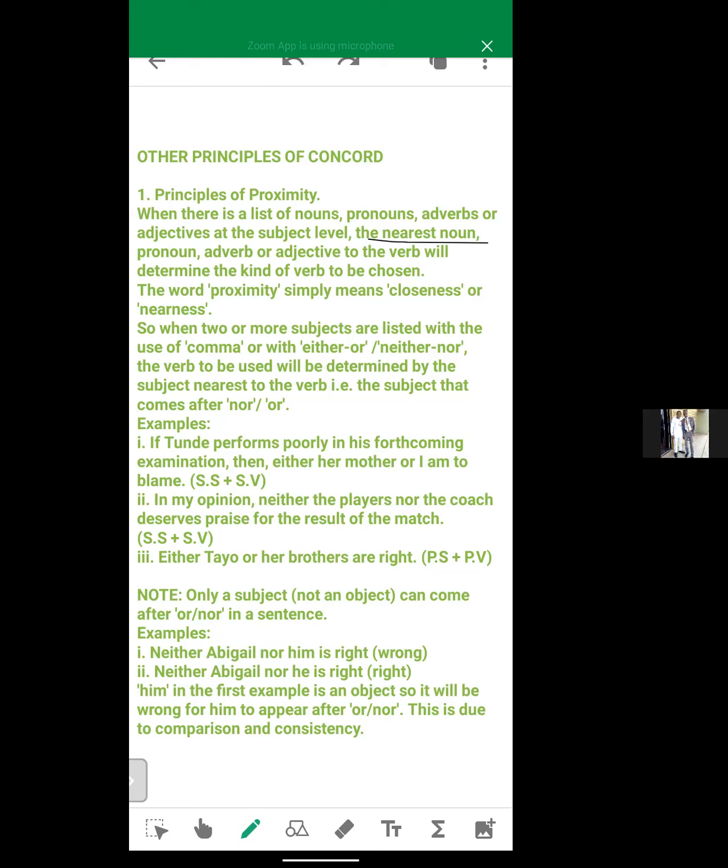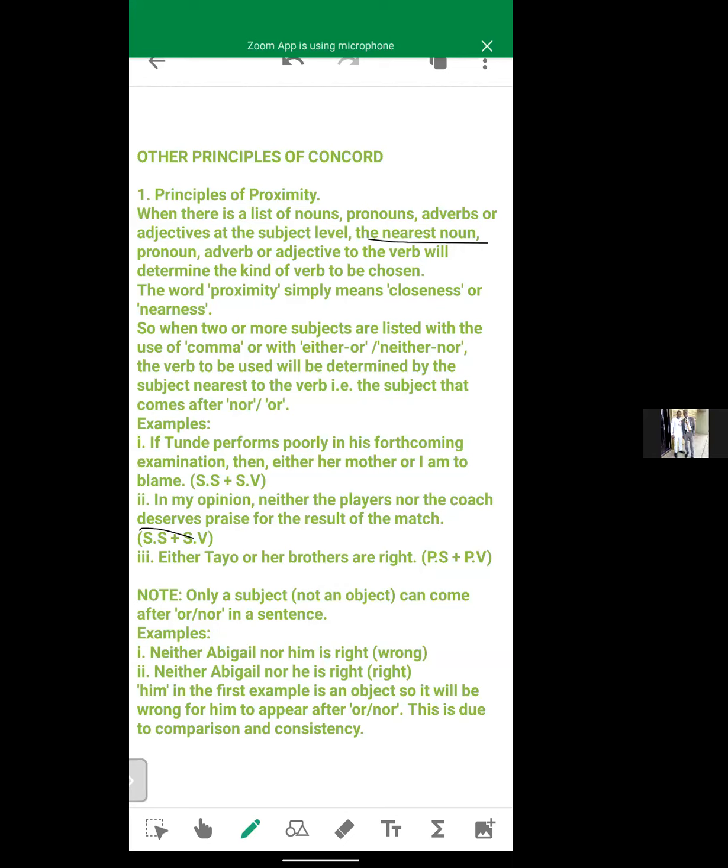Also, example two, in my opinion, neither the players nor the coach dash praise for the result of the match. So here we have a vacuum, that's a space to be filled. And the question reads, in my opinion, neither the players nor the coach dash praise for the result of the match. A, serve. B, deserves. C, deserved. D, are deserving. So you have to discern of these four options, which one best fills the vacuum, the line there.